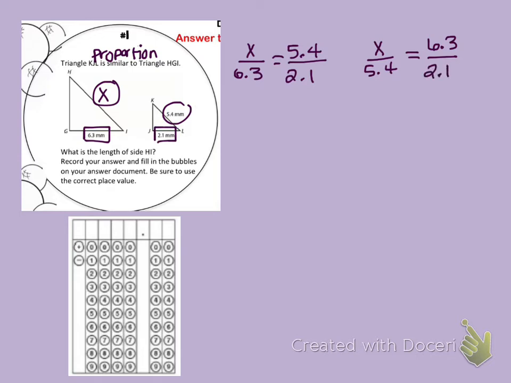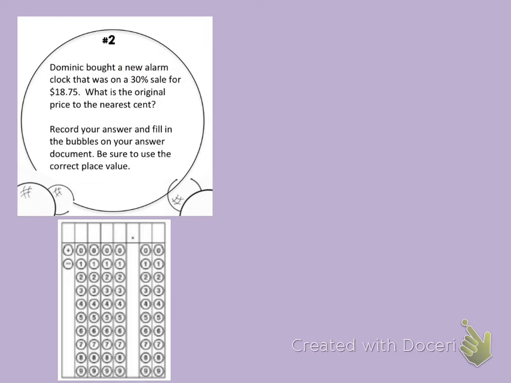2.1. And the reason we could do that is because when we cross multiply here, we see that we're multiplying x times 2.1 and x times 2.1. So both of those proportions are the same. We set it up a little differently. So we have 2.1x equals 6.3 times 5.4. Okay, and so then from here, we can go ahead and cross multiply and set up our division. Okay, moving on to number 2.